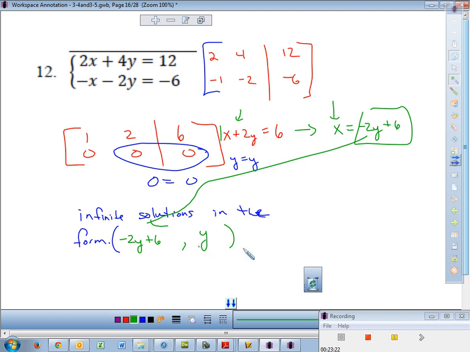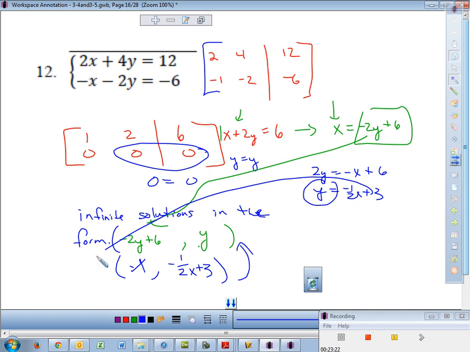If you wanted to do it the other way, and solve for y, you could get this answer. You could say, all right, well, 2y equals negative x plus 6, y equals negative 1/2 x plus 3. This ordered pair of x, comma, negative 1/2 x plus 3 is the same answer as that. Either one of those is acceptable. If you want to get y all by itself, then this goes in the spot of y. If you want to get x all by itself, then this goes in the spot of x.